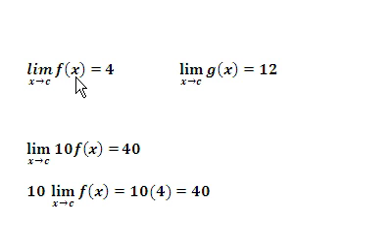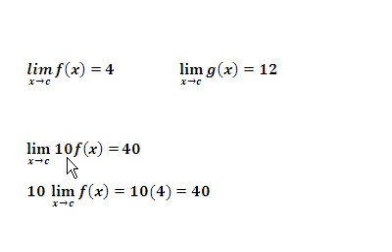So we don't really care what the function is. We just know that this function and its limit as x approaches c is equal to 4. We've defined another limit over here. The limit of g of x as x approaches c is equal to 12.